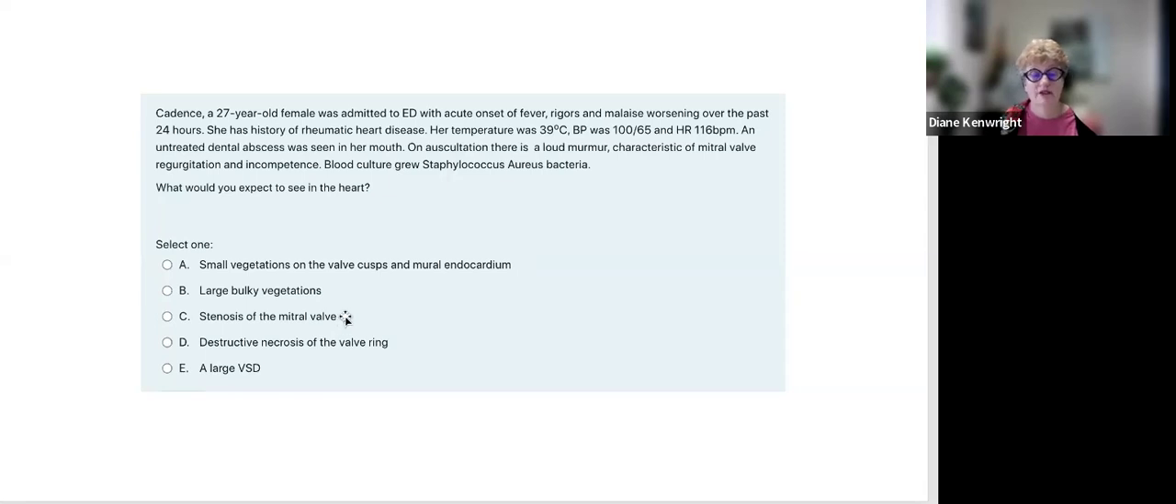Stenosis of the mitral valve? Well, she might do because she's had rheumatic fever, yeah, but that isn't the cause of what her problem is at the moment. What she's actually going to have is destructive necrosis of the valve ring. This is just a red herring. She probably doesn't have a large VSD because it would have been noticed. So while these two are potentially right, this one is the most right, which is what you will often be asked for in your MCQs.